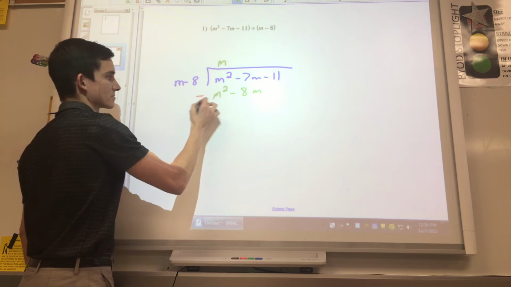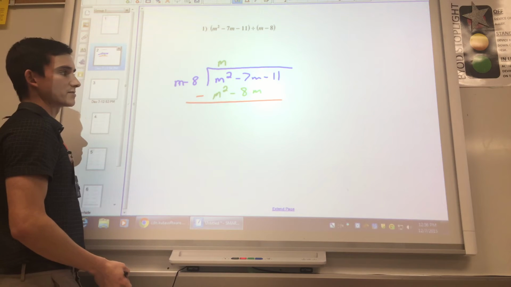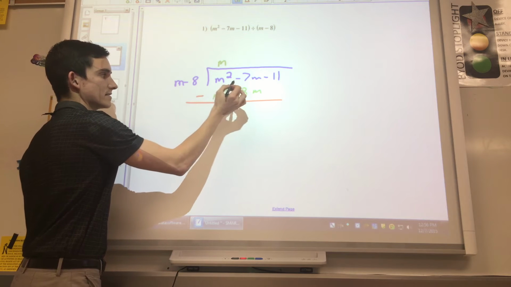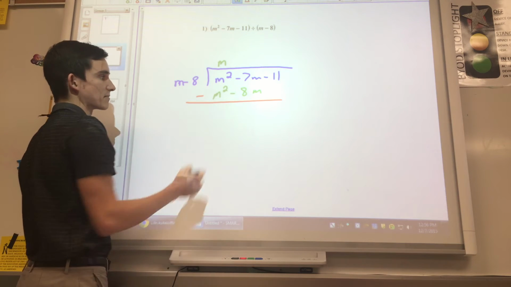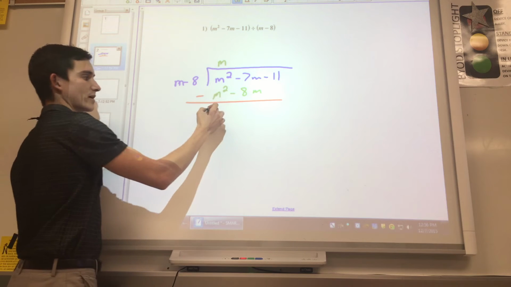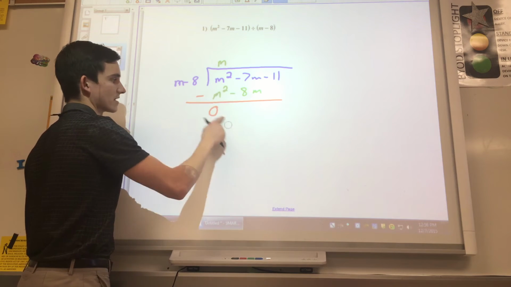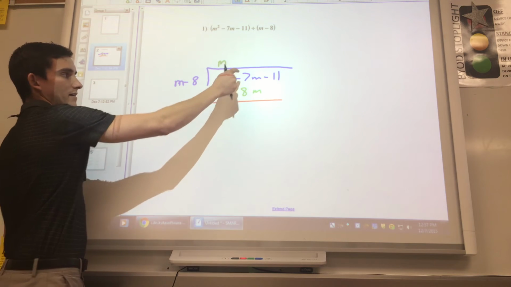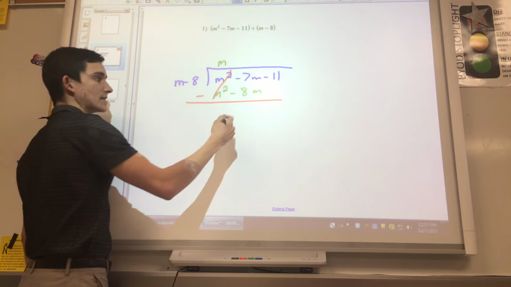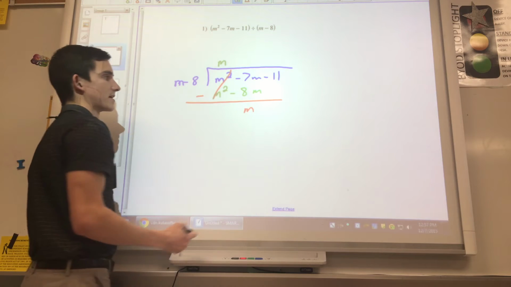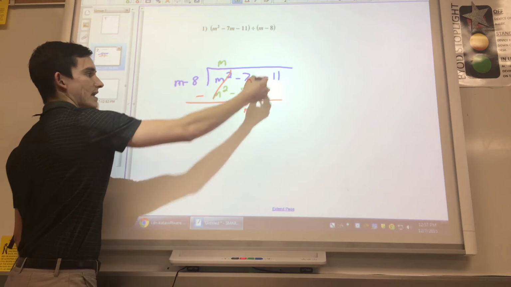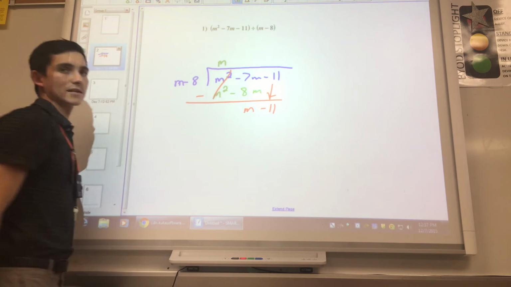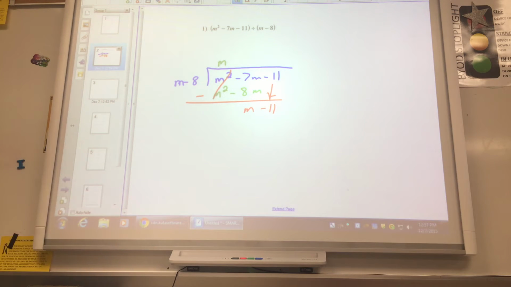Now what you're going to do is you're going to subtract these. And when you subtract that, that's going to be a negative m squared. This is going to be a minus negative 8m. So that actually ends up being a positive. So m squared minus m squared is 0m squared. There's nothing left over. Let me actually, instead of doing it like that, I'm just going to cross through them. They cancel each other out. Negative 7m plus 8m is going to be a positive m. Okay? So these add up together to be positive m. Bring down the negative 11, just like with dividing numbers.